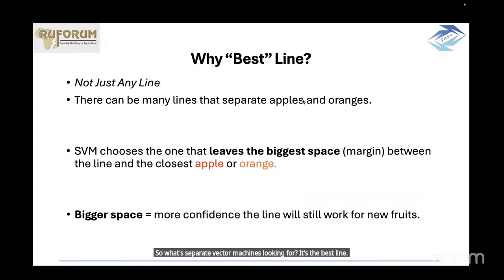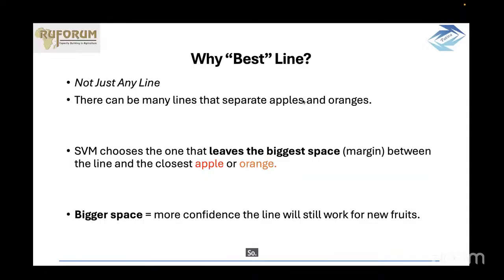So there can be very, very many lines that are drawn between apples and oranges in that table. But it's looking for the best line. Out of those lines, what a support vector machine does is it picks a line that will leave the biggest space between the apples and the oranges. And that space is called margin. So the bigger the space, the more confident is support vector machine.